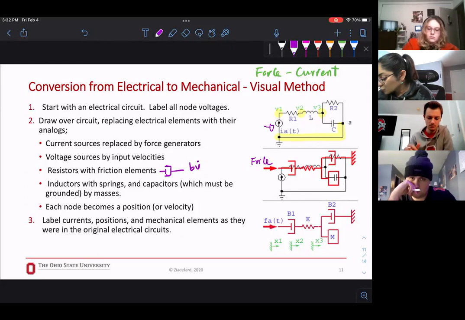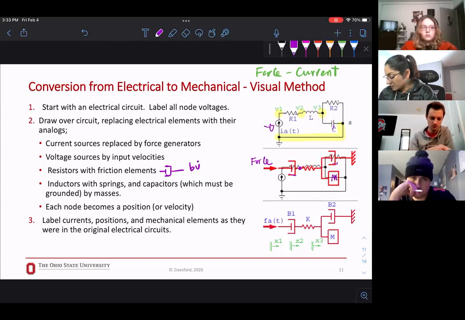Now, draw on top of your electrical circuit. So here is force. Here I have a resistor, so I'm going to draw a dashpot on top of it. Then this is my other node, right? So they're connected to an inductor. I'm going to draw a spring. Then I have a resistor, here is a dashpot. I have a capacitor, which is a mass. So this is a mass. And here you have this dashpot grounded. So here is the ground for the mechanical system.